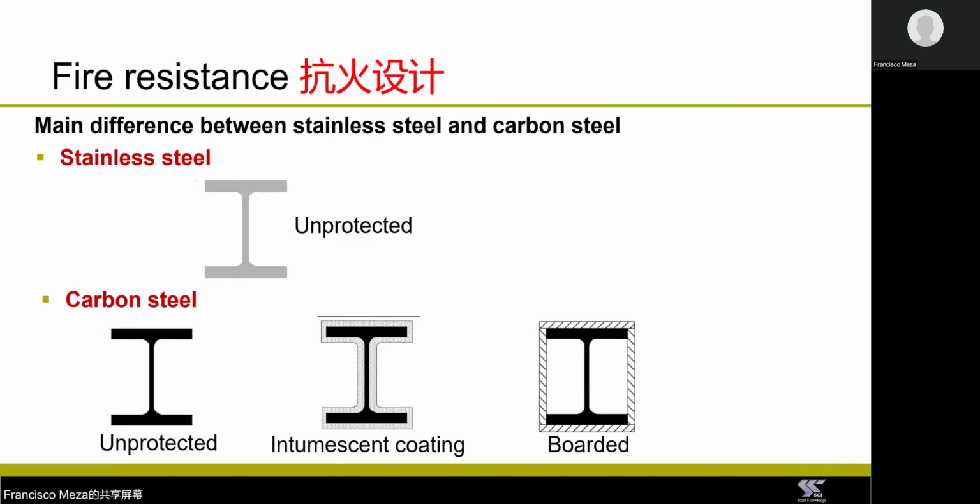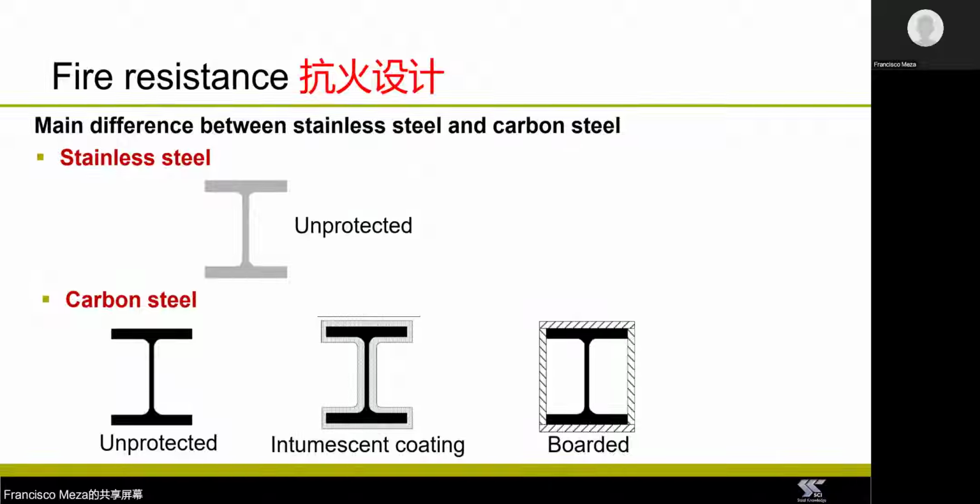So one of the main differences when assessing the fire resistance of stainless steel and carbon steel members is that for carbon steel, it is common practice to use some form of fire protection to ensure that the member is able to meet the required fire duration. And this type of protection might consist of applying an intumescent coating on the surface of the member or boarding the member using fire protection boards.